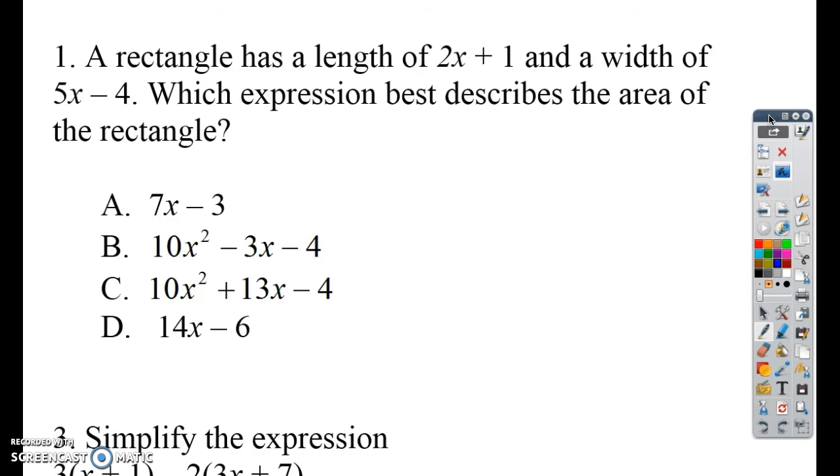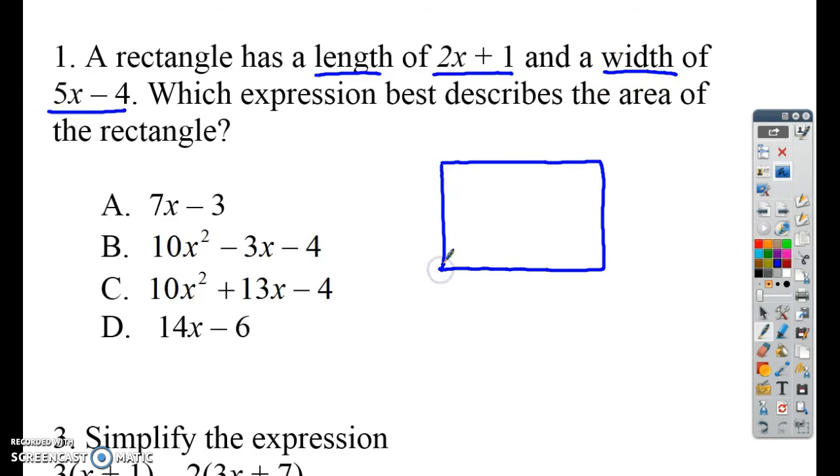The first one says a rectangle has a length of 2x plus 1 and a width of 5x minus 4. So that means they're giving you the sides. Think of a rectangle. You have a length of 2x plus 1 and you have a width of 5x minus 4. The question is asking for the area. So what is the area equal to?